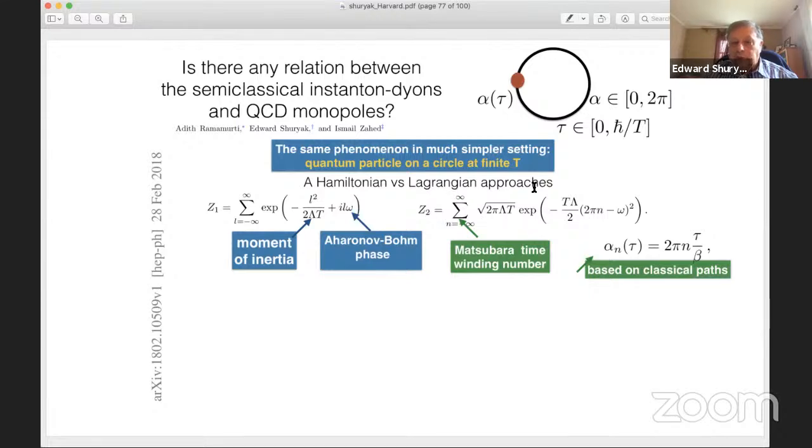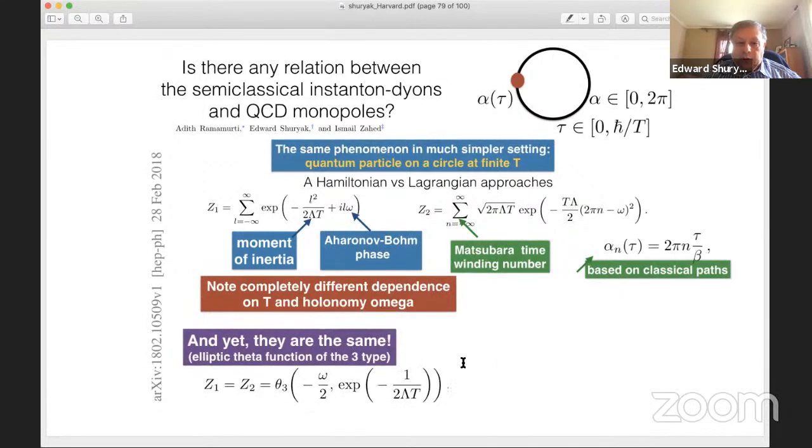The other approach is the Lagrangian approach. You consider classical paths which make n rotations, mapping the path to Matsubara time. So this is a classical path. You can calculate the contribution of each of them, topologically distinct with different n, to the partition function, and you get this formula. Now notice the temperature is upstairs, so at high temperature this converges better. And now omega sits here together with this n. So if you sum over all n, it is still a periodic function of omega, though individual terms are not. However, if you sum them, you get the same answer.